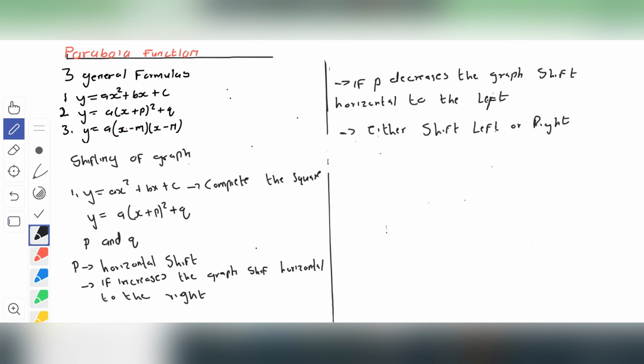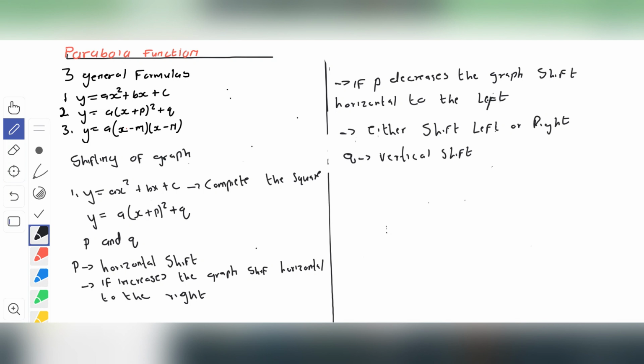Now let's talk about Q. We know that Q is the y-coordinate of the turning point, right? So the effect of changing Q is that it changes the graph vertically. It is represented by the vertical shift.